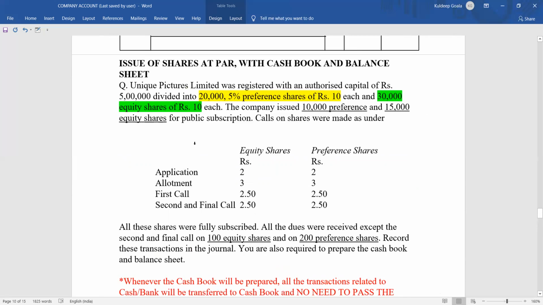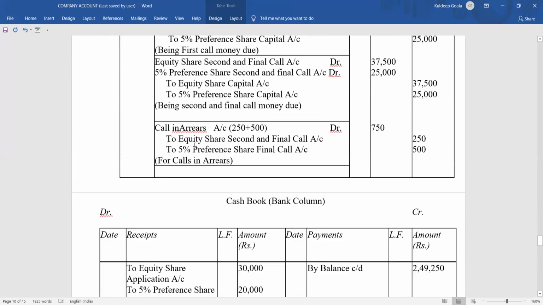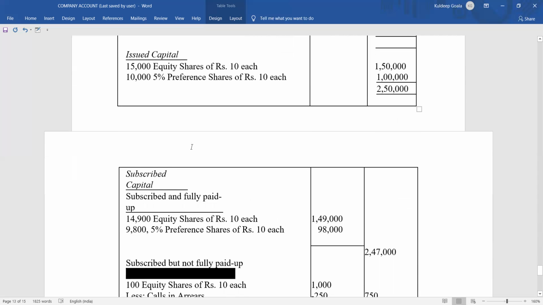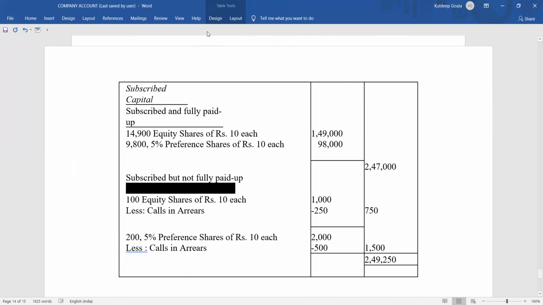In shares, there are some more difficult sums we'll be starting, and we'll be learning about that in the subsequent classes.